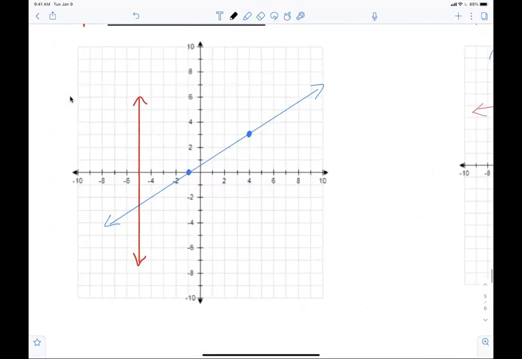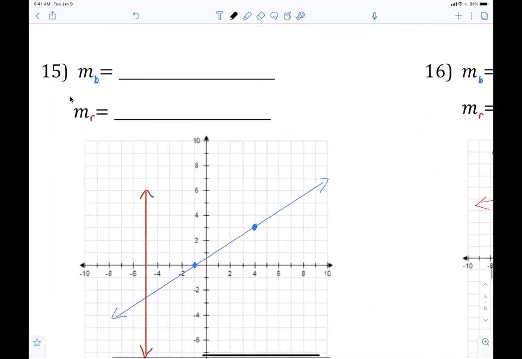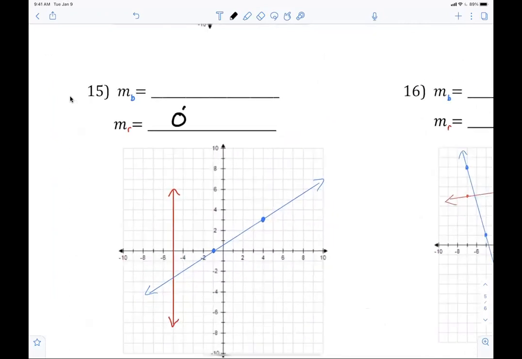Uh-oh, I got a vertical line, undefined slope. So undefined in math, that symbol right there, means no solution. Anytime you see that, that's just telling you that the slope is vertical, or it's undefined. What's the difference between undefined and zero?